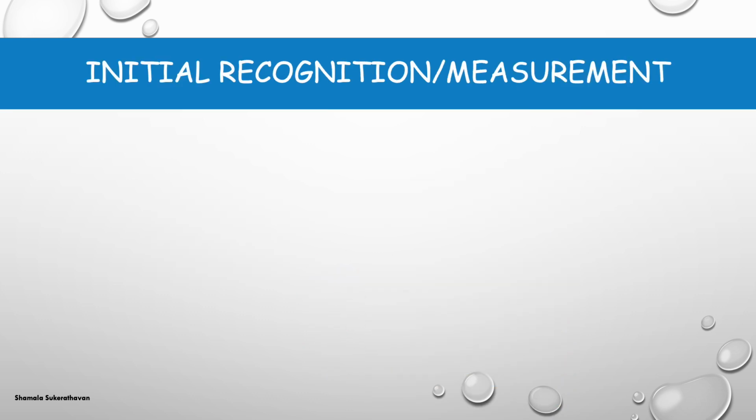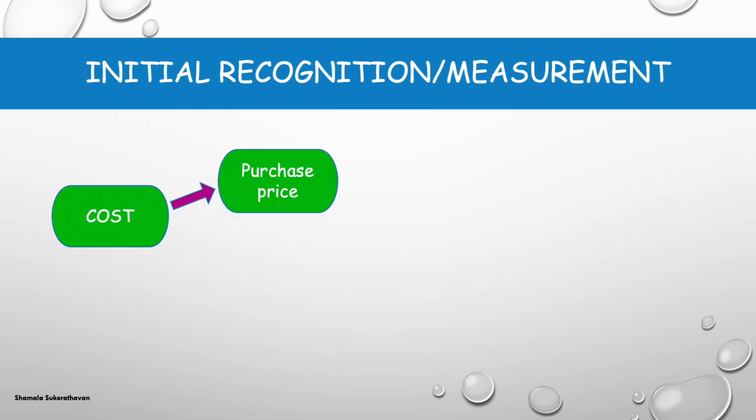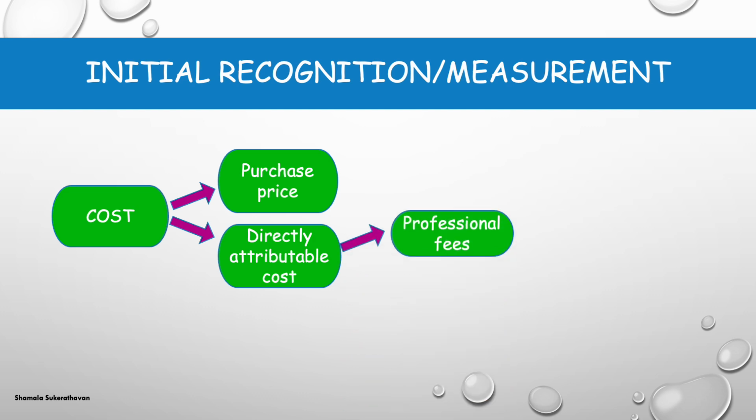On initial recognition, a separately acquired intangible asset, examples being licenses and computer software, should be measured at cost. Costs comprise 1. Purchase price, net of trade discounts and rebates. Any import duty and non-refundable purchase taxes incurred should also be included in the purchase price. 2. Any directly attributable costs incurred in preparing the asset for its intended use. Examples include professional fees and costs of testing.